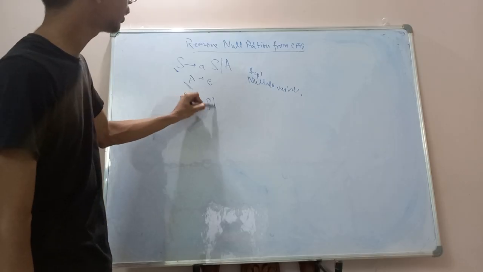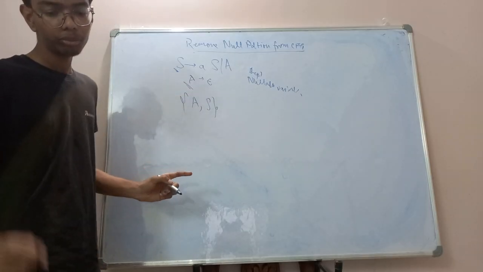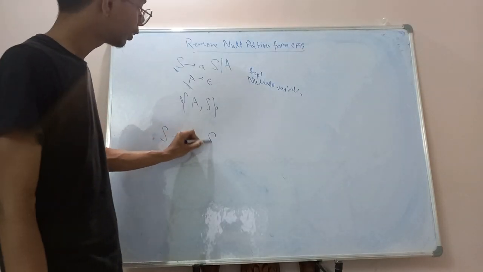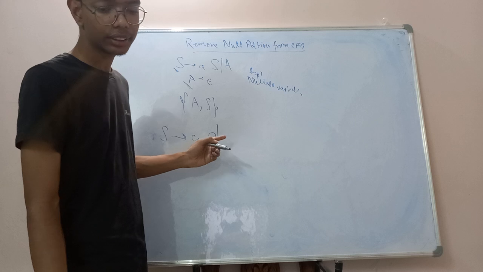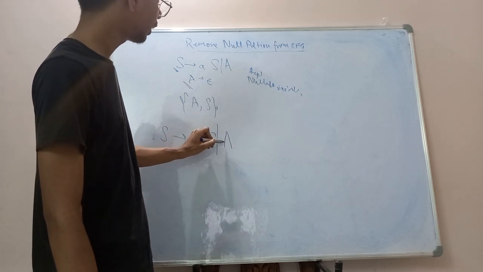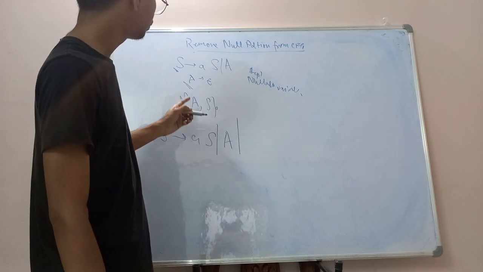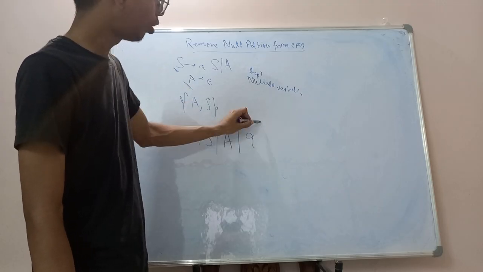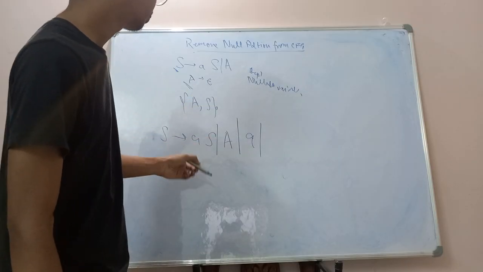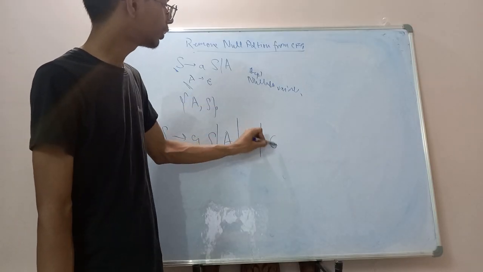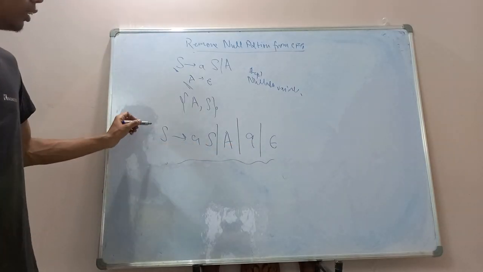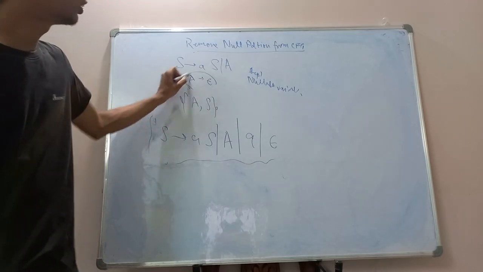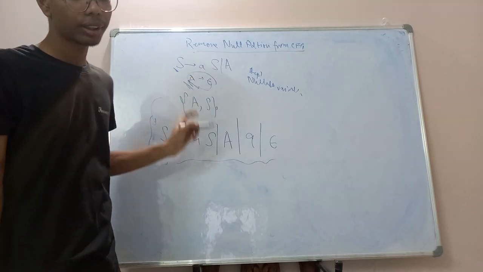So my nullable variables are A, S, right. Now I can write this as S goes to A, S, or if I put epsilon, so here I can write A, right. I will put epsilon, so I can write this as simple A, or if I put epsilon here, I can write this as epsilon, right. Lambda production. So this is how I can write this. I removed null production from here, right.